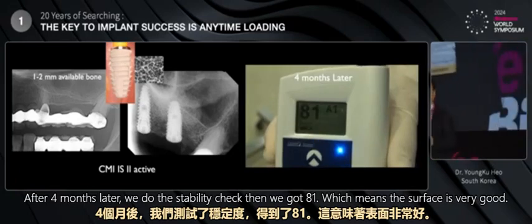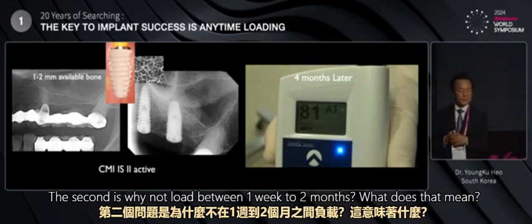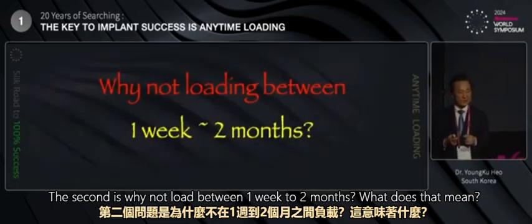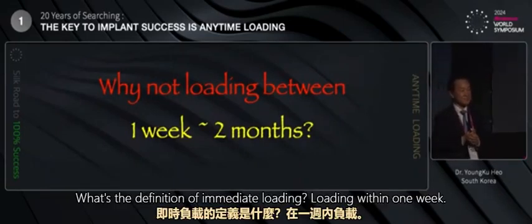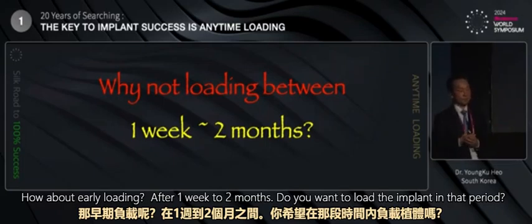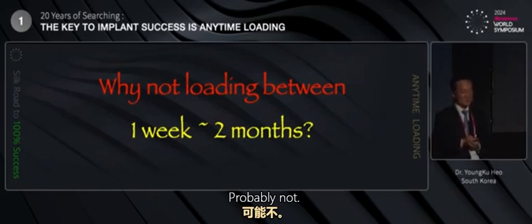And the second is, why not load between 1 week and 2 months? What does that mean? What's the definition of immediate loading? It's within 1 week. How about early loading? After 1 week and 2 months, okay? But do you want to load the implant in that period? Right? Probably not.